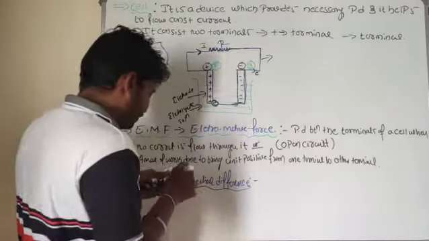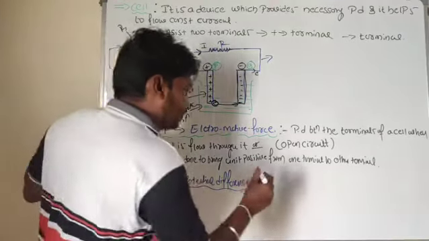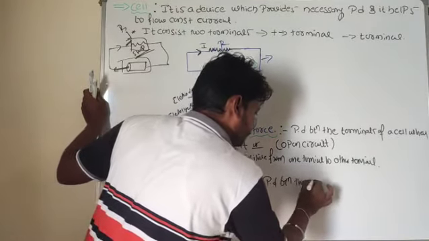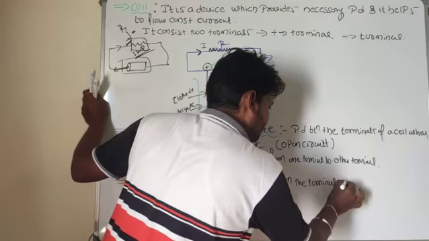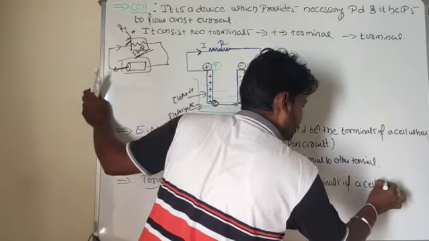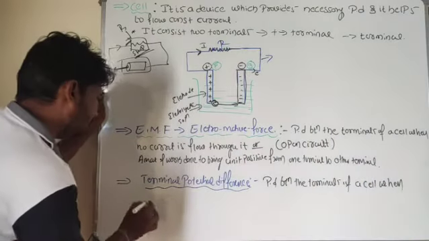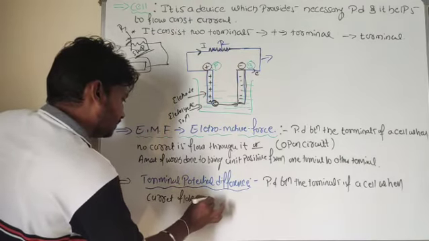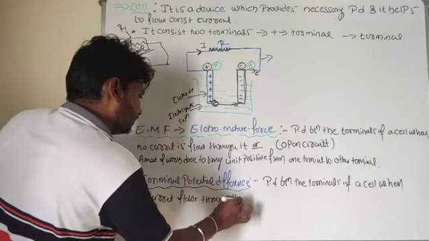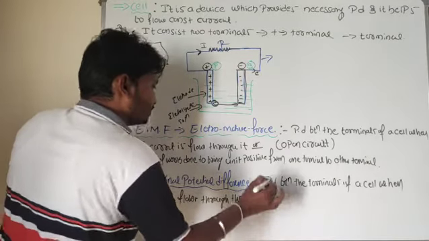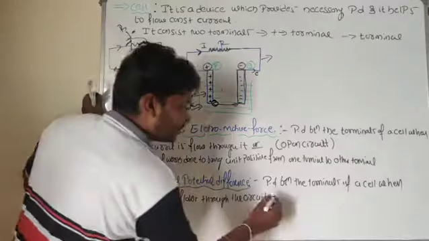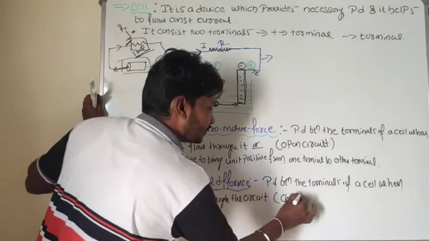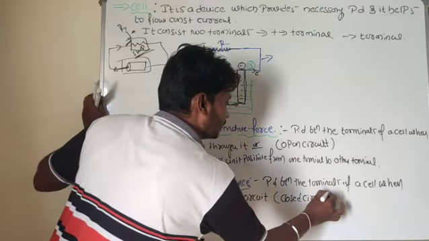What is that terminal potential difference then? Potential difference between the terminals of a cell when current flows through the circuit. So that we can call it the terminal potential difference. Or when current flows through the circuit, that is a closed circuit, so we can call it a closed circuit.